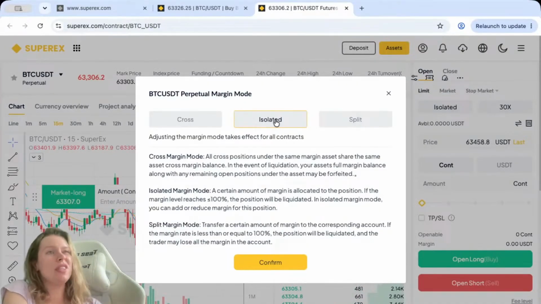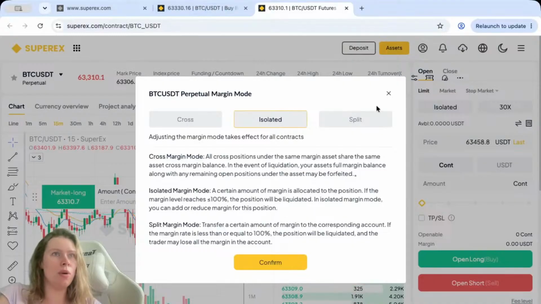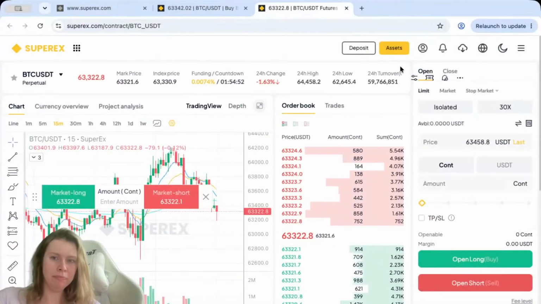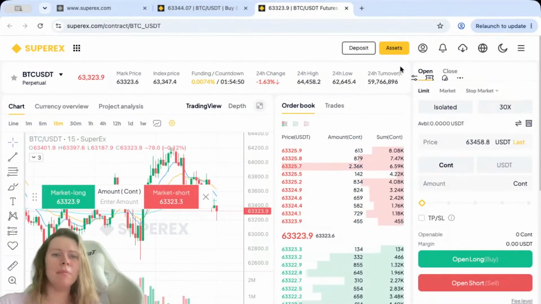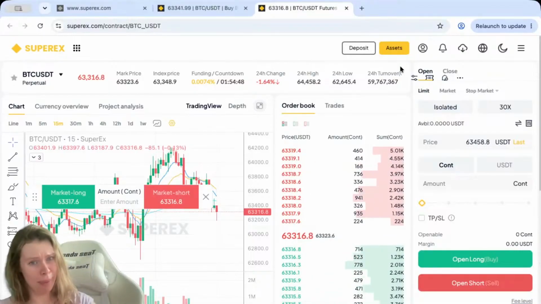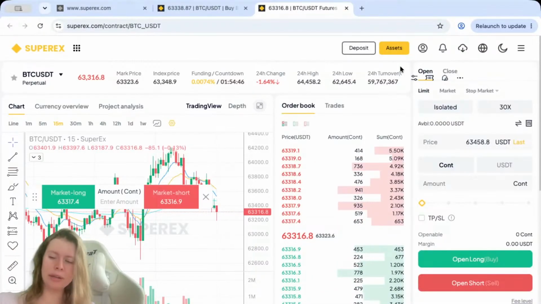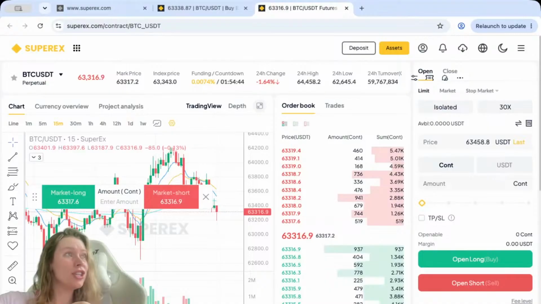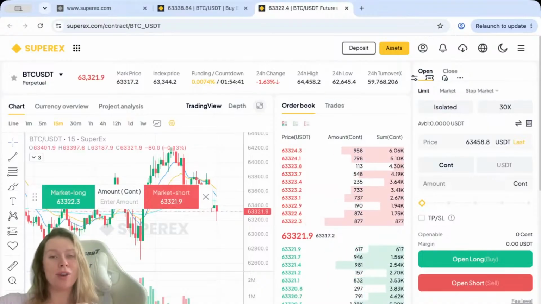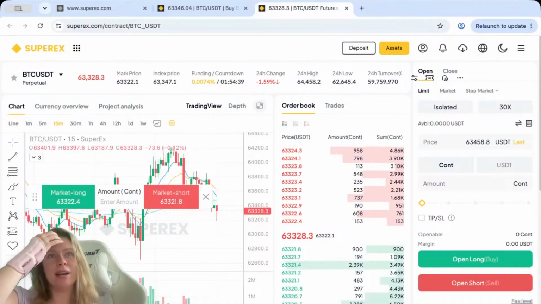So pretty much once you've decided, you then click confirm, but as I said, today we are going to stick to isolated, which is just better for beginners. Pretty much what I want to say is don't let one bad trade wipe out everything that you've earned, because that could really discourage you. I know myself, if my first ever trade was bad, I would have been stressed.